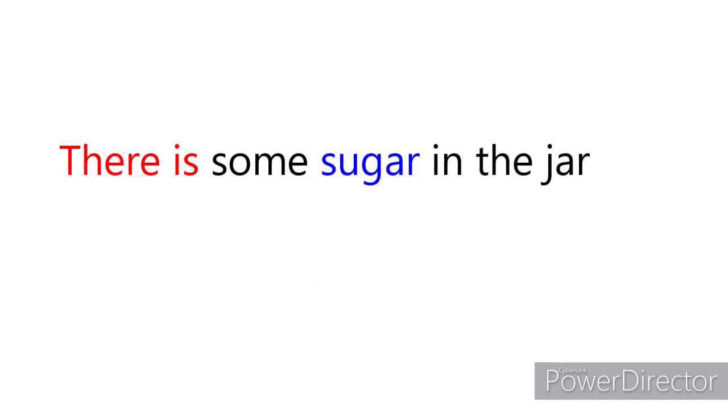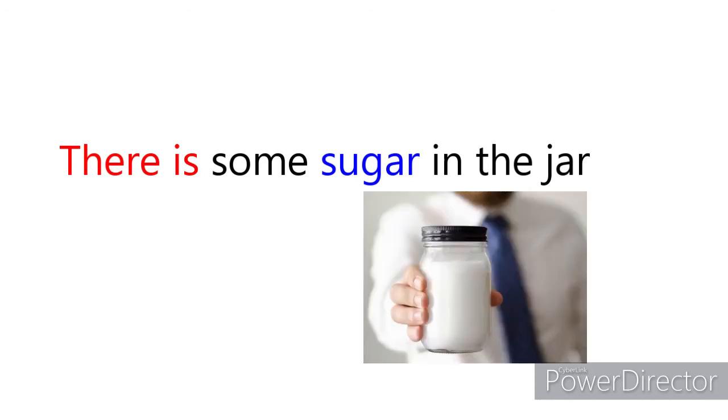We say there is some sugar, and you see that we have used some. يعني يوجد بعض السكر في الجار. جار يعني علبة أو قنينة، يعني الشيء الذي نضع فيه السكر.